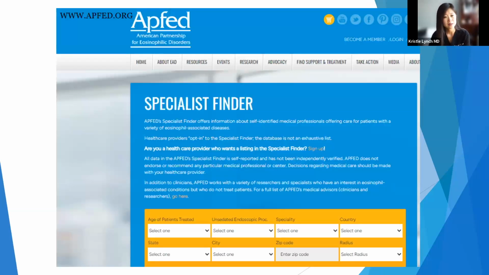I'll also highlight here the specialist finder. We had talked about how challenging it can be to find someone who treats your disease in your area. The APFED specialist finder, which is off of the main website, apfed.org, does allow you to put in the age of the patient, the specialty that you're looking for, and the area, and it comes up with a list of providers with the information for scheduling with them. Or you could always just look up their name on Google, or on the website of the practice as well.